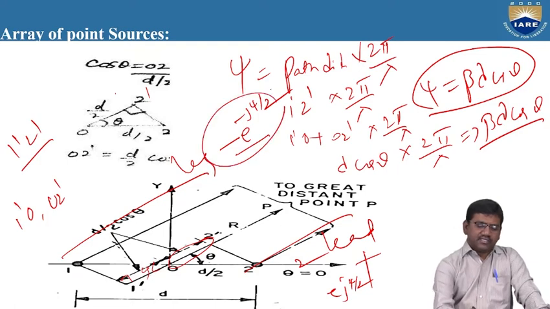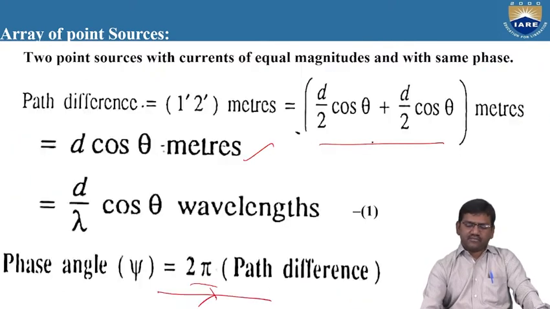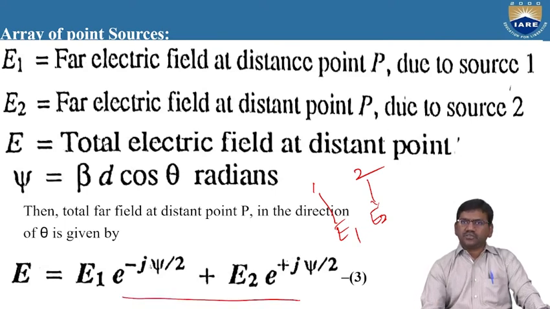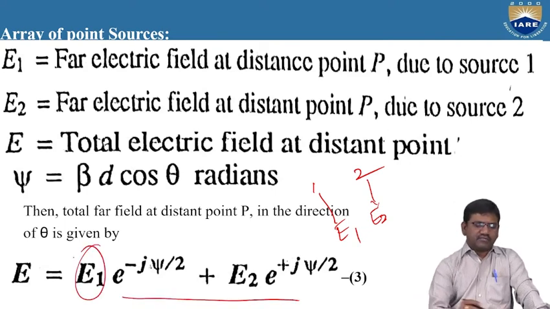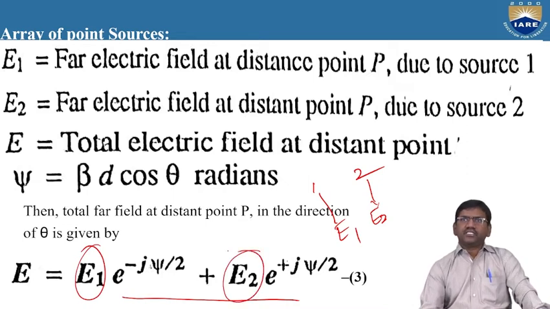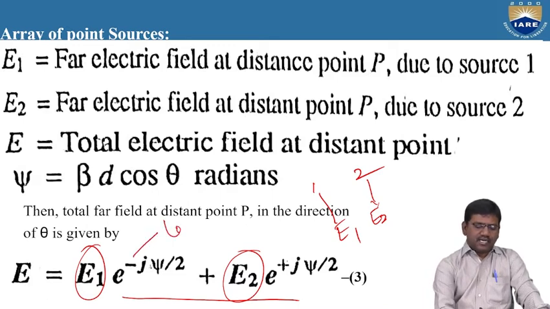The total summation of the waves produced by point source 1 and 2, the total field strength is nothing but E0 e^(jψ/2) + E0 e^(-jψ/2). So this is the total field strength produced by the 2 point sources, where E1 indicates the far field electric field of one point source, E2 represents the electric field strength produced by point source 2, and the plus symbol indicates lagging, the minus symbol indicates leading.